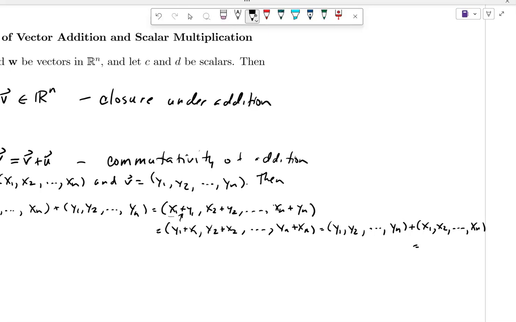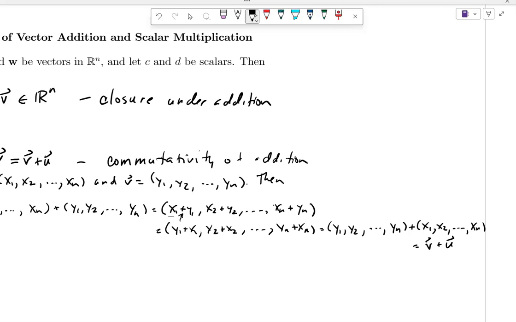That first vector now is the vector v. The second vector is the vector u. So we really do get commutativity of vector addition here. That was not a very difficult proof, but this is what you would need to do to show that this property is actually satisfied, right?